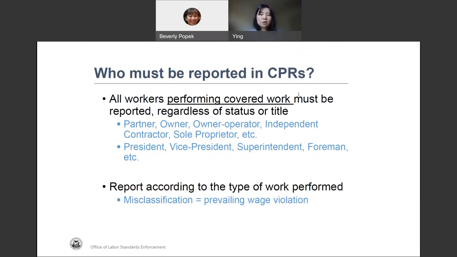And you also have to report the same work that is being performed at the job site and classify it correctly. Any misclassification can equal a prevailing wage violation. Next.